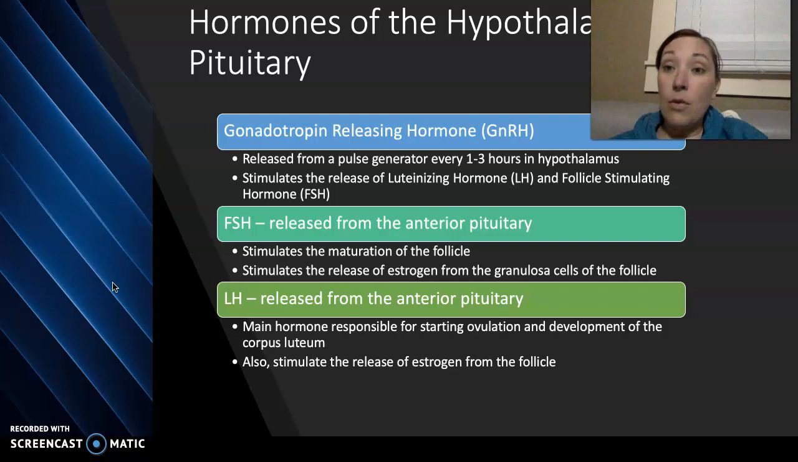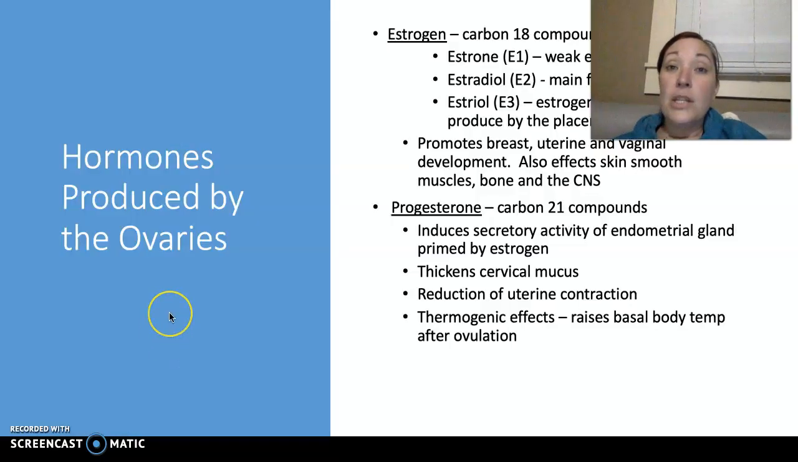Then you have luteinizing hormone, and although luteinizing hormone or LH does play a part in the release of estrogen, that's not its main role in the feedback loops or in the menstrual cycle. It's the main hormone responsible for the start of ovulation and the development of the corpus luteum. And as I mentioned, it does stimulate the release of estrogen from the follicle, but that's not its primary role. So there are several hormones that are produced by the ovarian follicle itself.